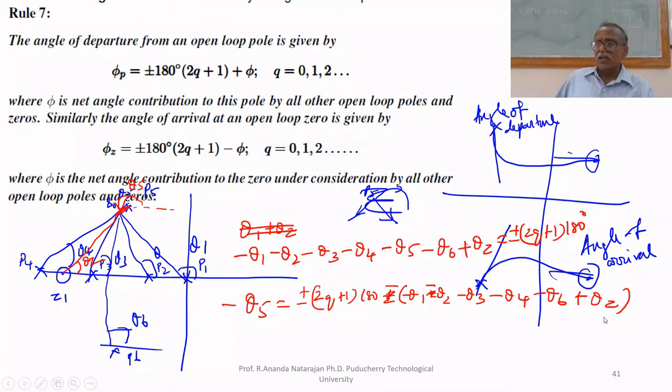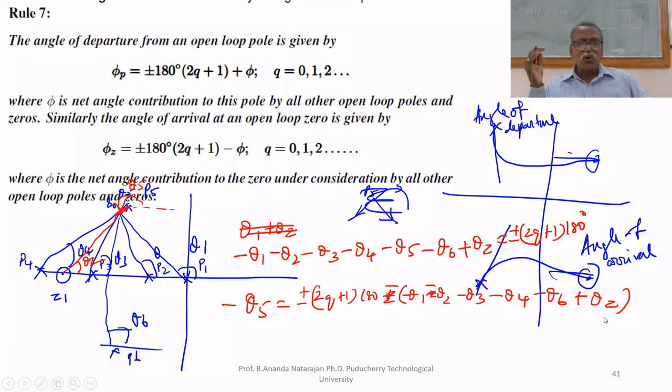Am I correct or not? If I know all these angles, what is theta 1? Line joining S0 and P1. What is theta 2? Line joining S0 and P2. What is theta 3? Line joining S0 and P3. Theta 4, line joining S0 and P4. What is theta 6? Line joining S0 and P6. If I know these angles, I can find theta 5. But I do not know these angles.